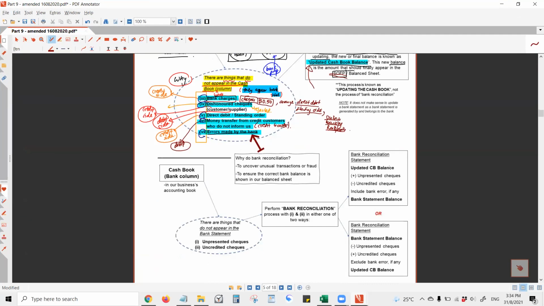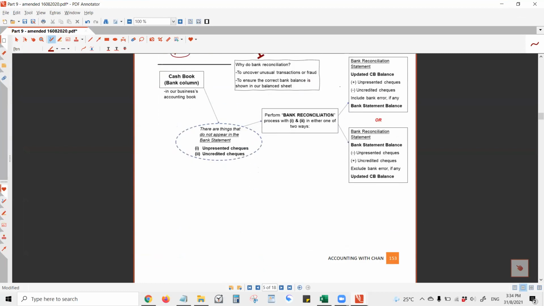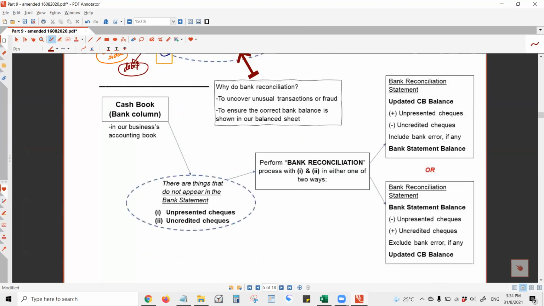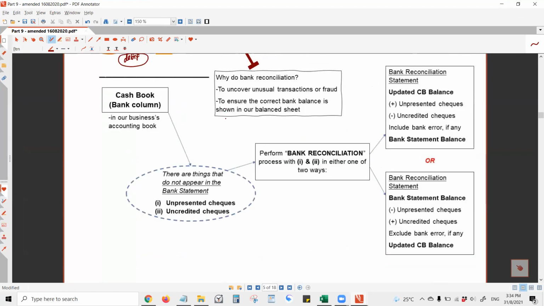We look at the notes again. Page 153. Second half of the page, page 153. At the top left, you write the name of the process, bank reconciliation. If they ask you why you do bank reconciliation, you write them these two lines. Why do bank reconciliation?